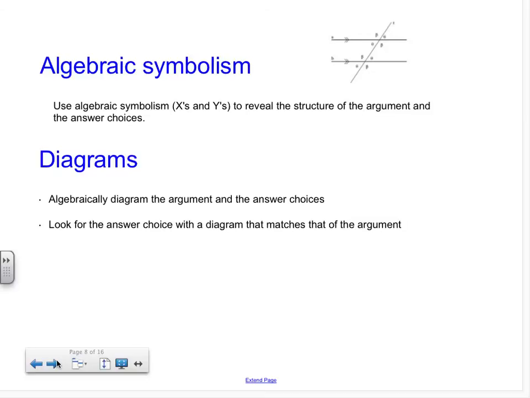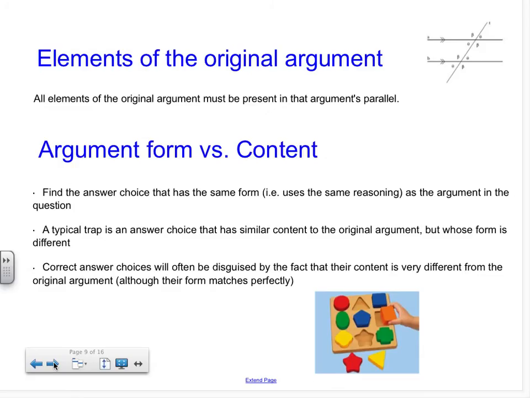When you are answering parallel reasoning questions, it is a good idea to use algebraic symbolism. Use algebraic symbolism such as x's and y's to reveal the structure of the argument and the answer choices. Diagrams are also helpful. Algebraically diagram the argument and the answer choices. Look for the answer choice with a diagram that matches that of the argument. Also be aware of the elements of the original argument. All elements of the original argument must be present in that argument's parallel.